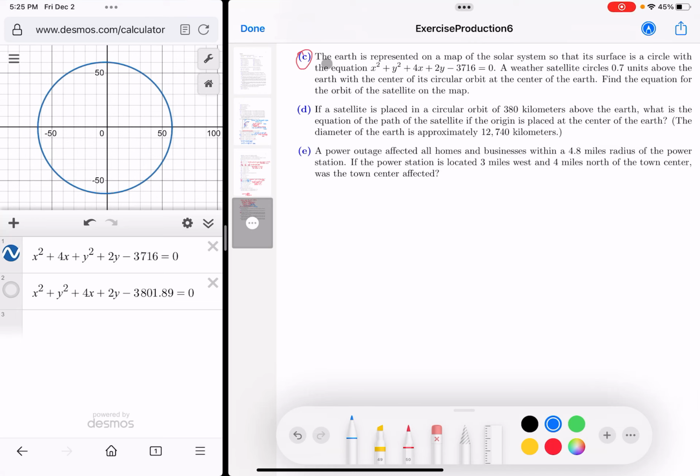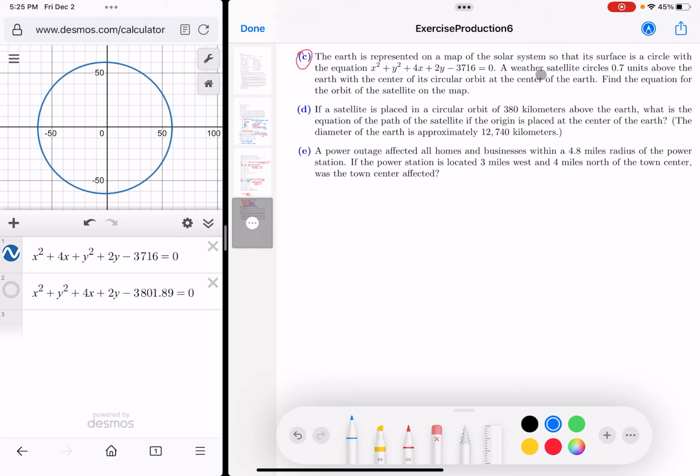Now, let's look at this story problem. The Earth is represented on a map of the solar system, so that its surface is a circle with this equation. So I put the equation right here, and then in decimal, I got this circle. Actually, the Earth is not a circle, it's an ellipse. But here, for simplicity, we assume the Earth has this circle equation.